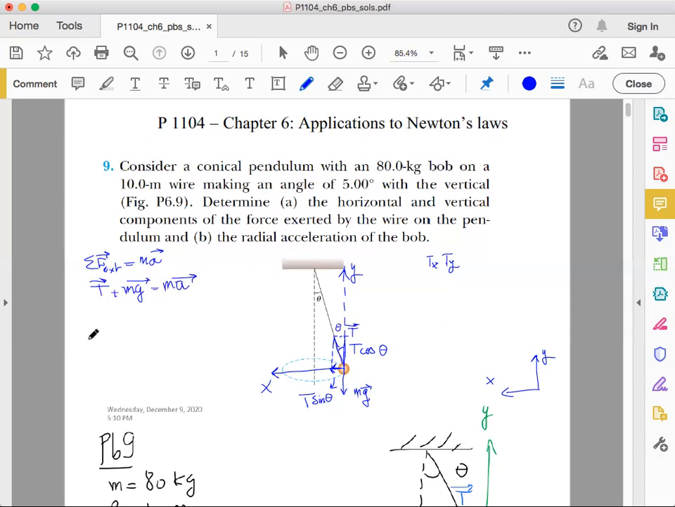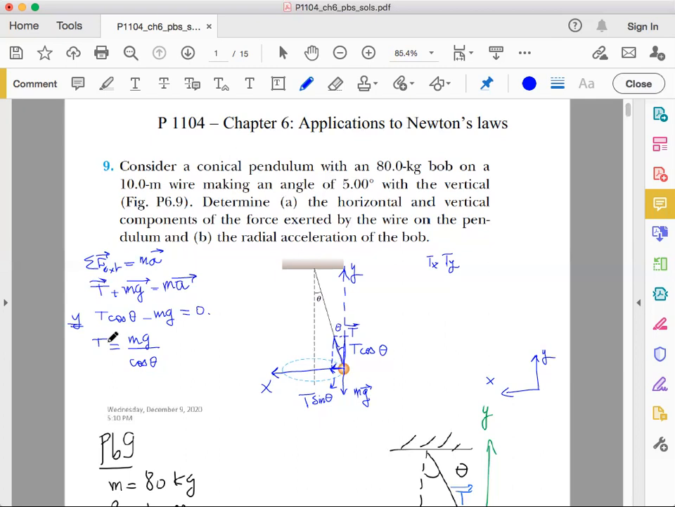And let's make the projection of this equation onto the y-axis. So if we make the projection onto the y-axis, we'll end up with plus T cosine theta minus mg equals 0, because there is no motion along the y-axis. The bulb is moving in the horizontal plane along a circle, and it's not moving up or down. So therefore, we can immediately deduce that the magnitude of the force T is given by m times g divided by cosine theta. So m, g, and theta are known, and so we can get the value of the tension.